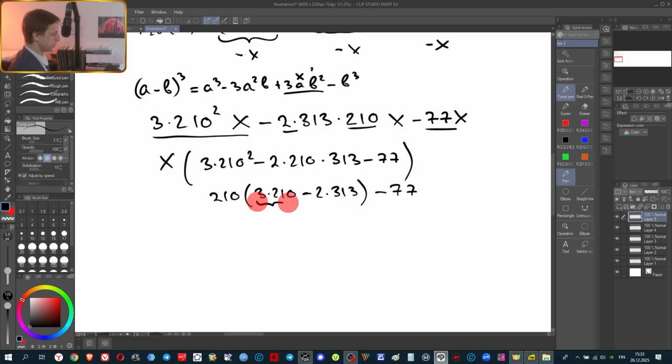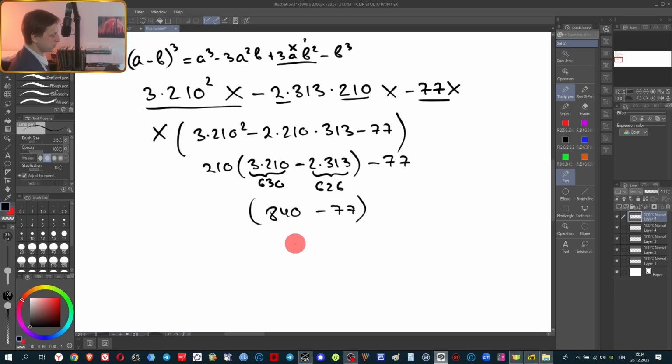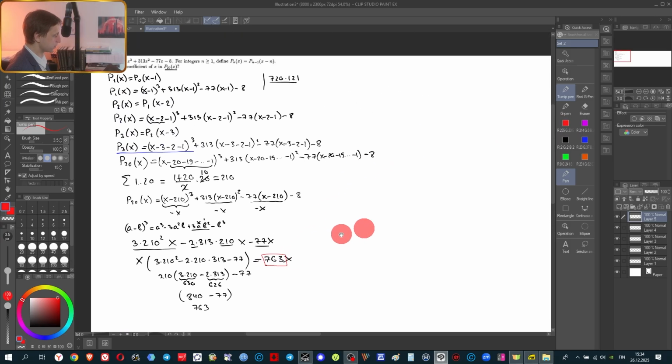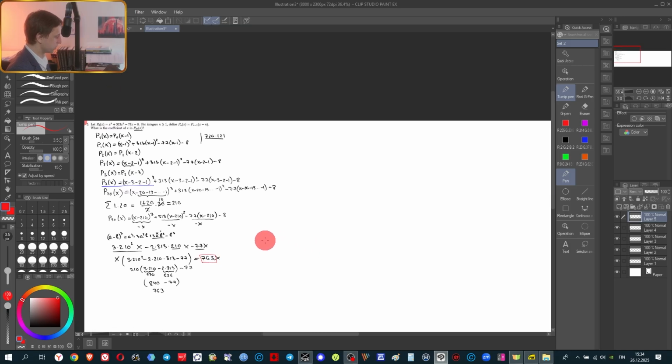And here, this one is 630 and this one is 626. Perfect. The difference is simply 4. 4 times 210 is 840 minus 77. It is the total difference in this parenthesis. And the result obviously is 763, and the total coefficient in front of x is 763x. And if we are looking at the coefficient near x, it is definitely 763. So 763 is the right answer for this problem. So this one is considered to be solved, and we're going to the next step.